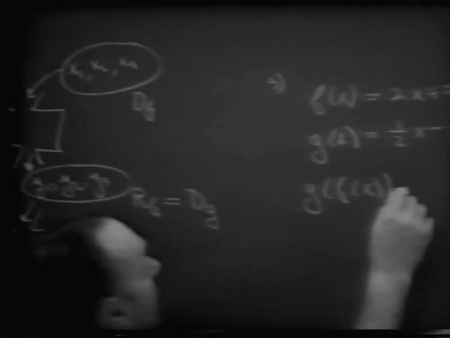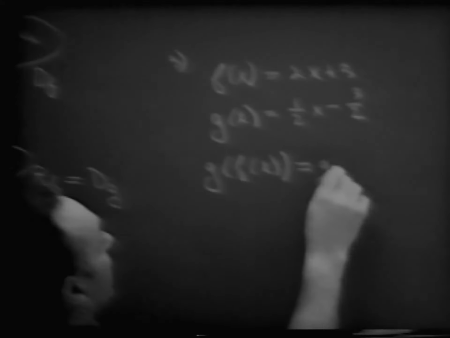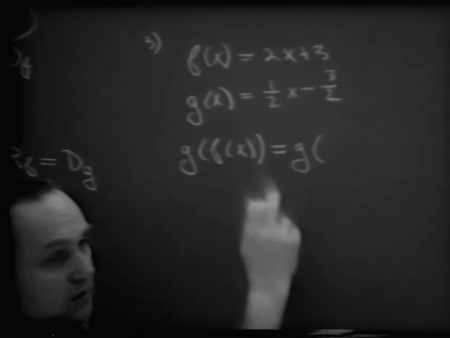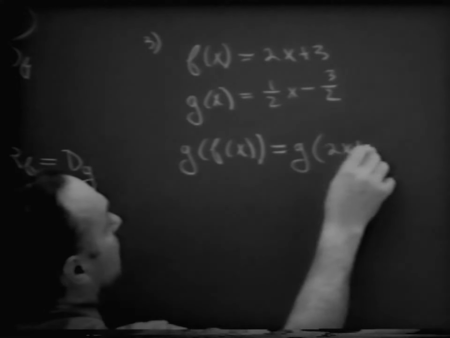Is that right? Now, what does this mean with respect to our notation? G of f of x. Well, what is f of x but 2x plus 3.